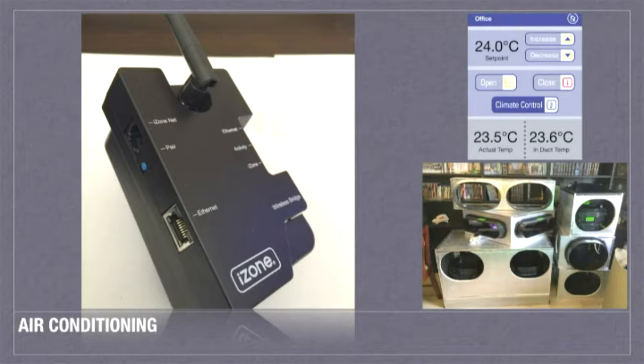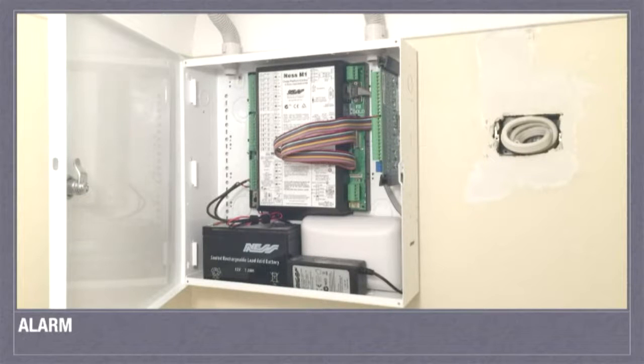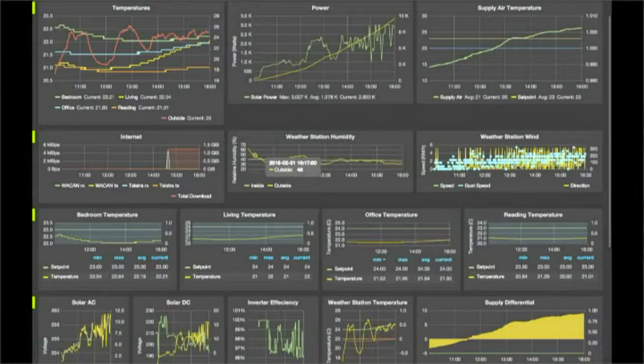In the meantime, I got some air conditioning installed, managed to get an Ethernet connection for that. JSON API, they gave me documentation for, very surprised. I installed an alarm, also has Ethernet, and now I graph everything about my house.